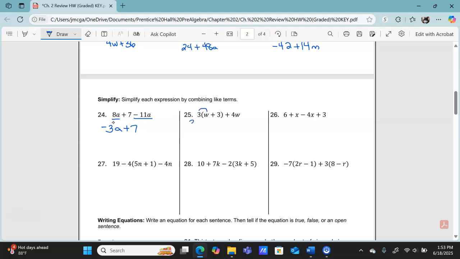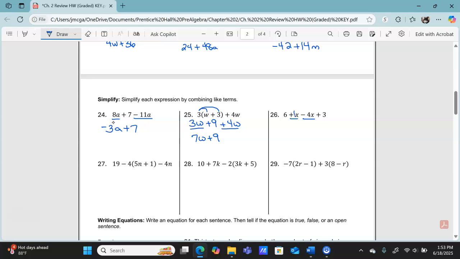On 25, the first thing we have to do is multiply through using that distributive property. So 3 times W is 3W, 3 times positive 3 is positive 9. And then we combine like terms, 3W and 4W, they're both positive, so add them up. We have 7 W's. In number 26, we have X and minus 4X.